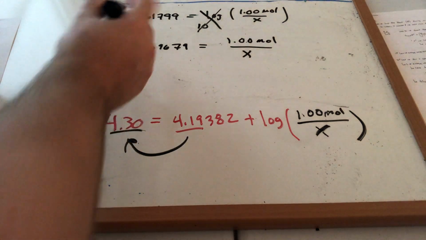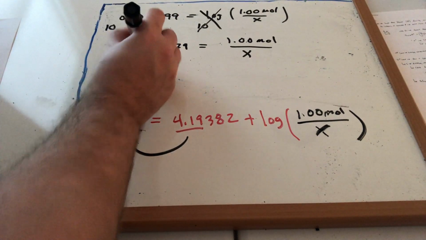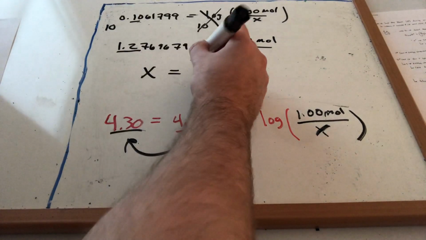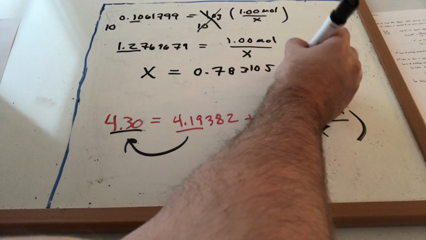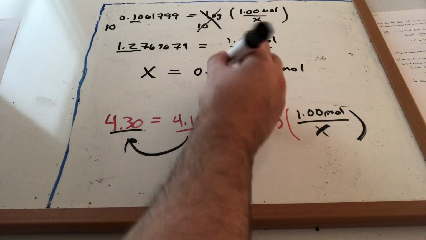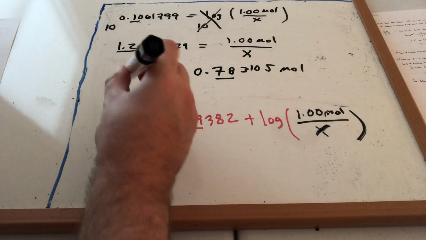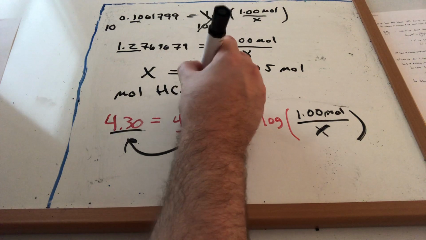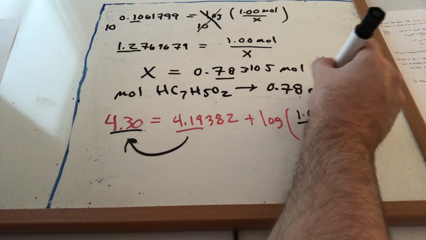Okay. Let's pay attention to significant figures here. All right. Two significant decimal places here, so two total significant figures there. We can solve this for x. When I solve this for x, I get 0.783105 moles. All right. This looks like we would have two significant figures in the answer. And so then my final answer is, okay, the moles of HC7H5O2 needed is 0.78 moles.